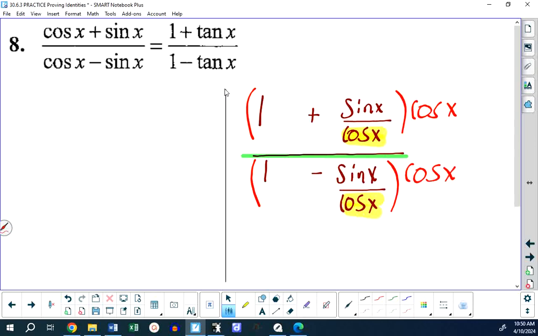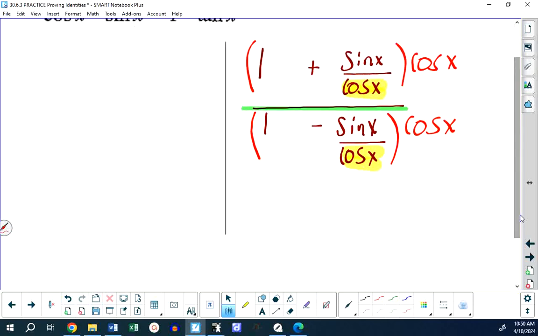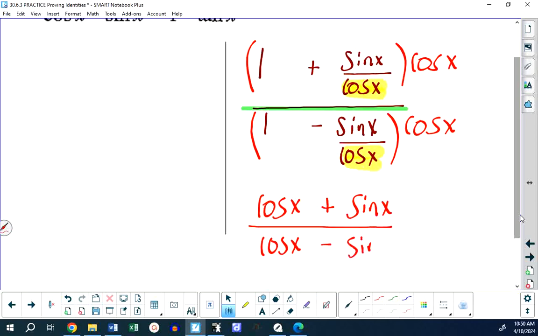And if you just look at what we're about to write, it will be the left-hand side. So we're going to get cosine x plus sine of x over cosine x minus sine of x. Because, of course, when we multiply that cosine x in, it cancels wherever it can cancel.